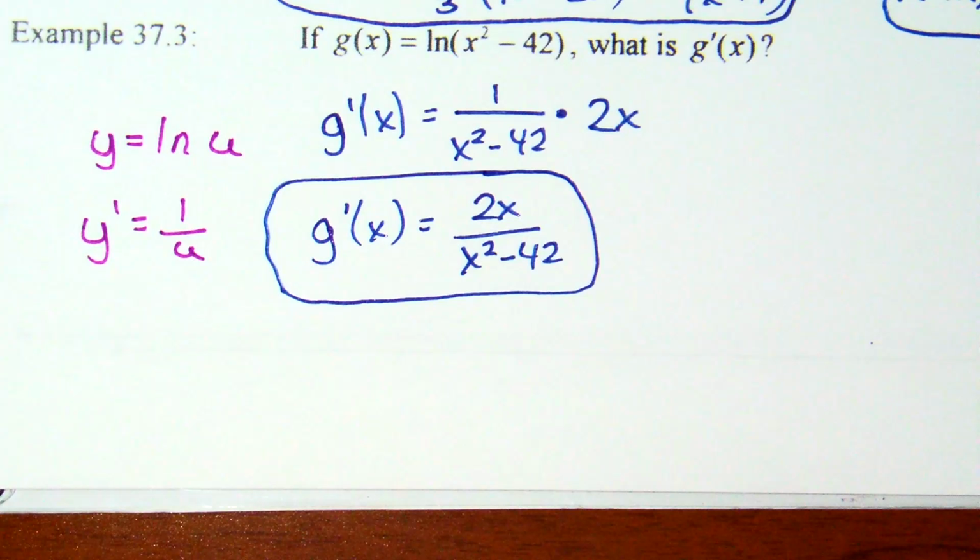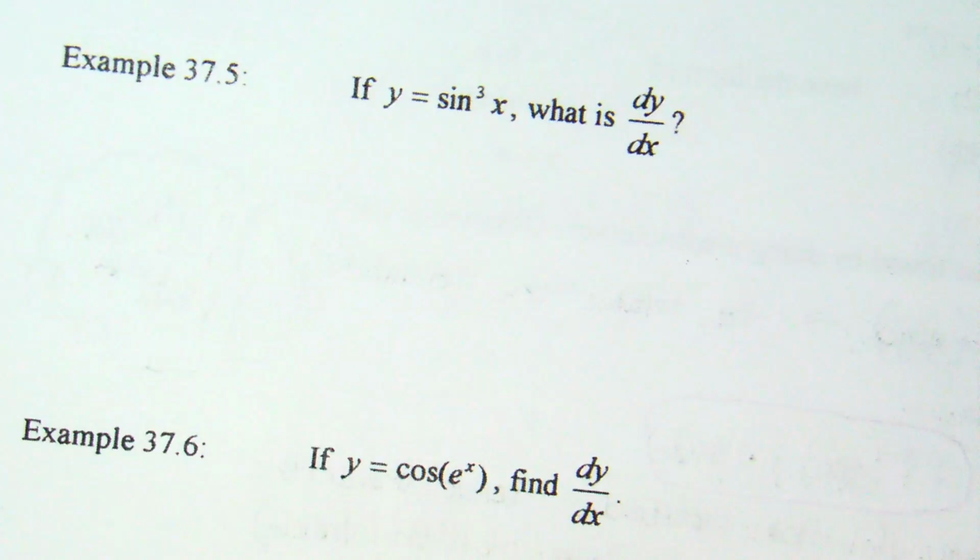Okay, example 6. Working our way right through these. What do you know in example 6? Cosine u. So overall, we're taking the derivative of cosine of something. What's the derivative of cosine? Negative sine. Okay, so dy dx. Now we've got the cosine of e to the x. The derivative of cosine of something is negative sine of something.